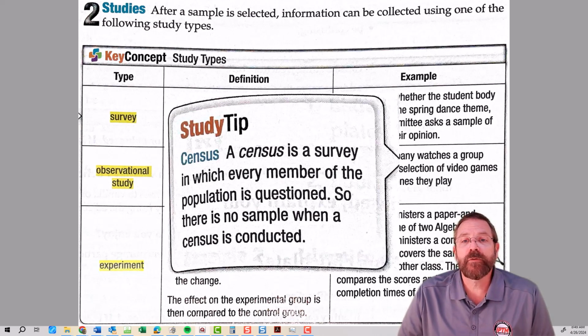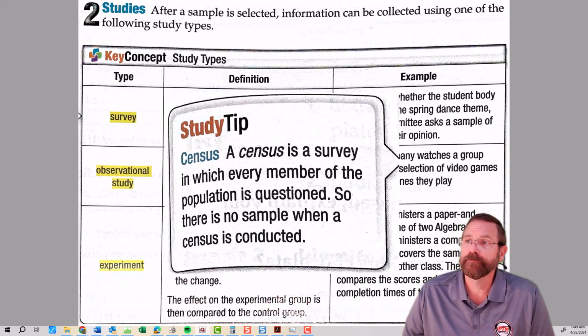The census is going to be a survey in which every member of the population is questioned so that there is no sample. So there is no sample when a census is conducted. It's not a sample, it is an entire population; everybody gets questioned. That's the idea behind a census. Everybody gets asked a question.